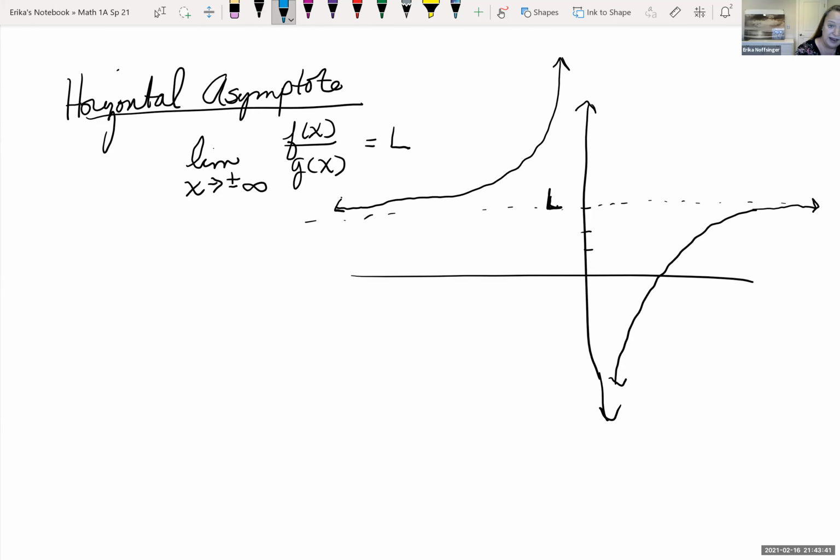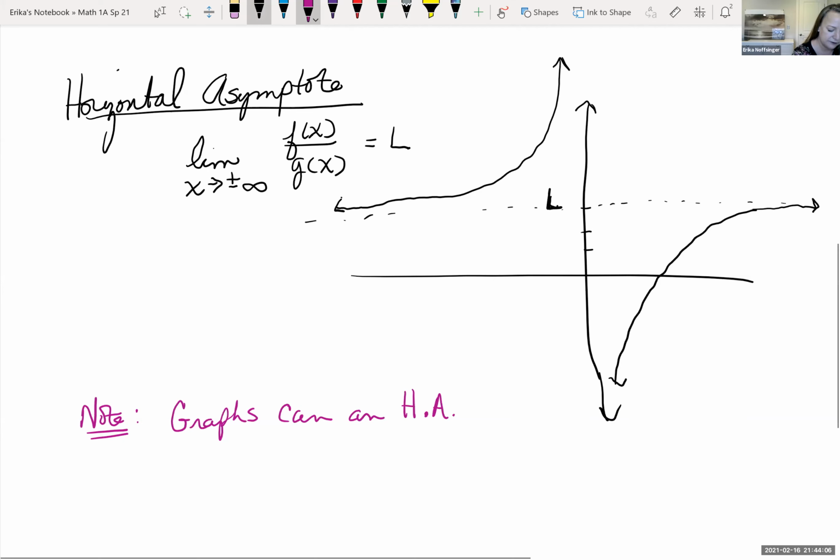Okay, it can cross a horizontal asymptote. Graphs can cross a horizontal asymptote. If it does, it's still going to start hugging that line as we go to positive or negative infinity. So it might cross it, but then be above that line and still getting closer and closer.